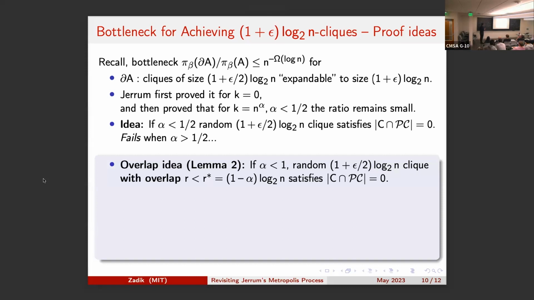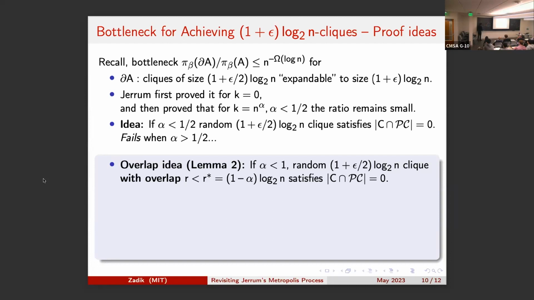And the idea is to use the overlap actually. Let me say the statement and explain. What holds is the following conditional version of this random (1+ε)/2 log n clique. If alpha is less than 1, not half, then if you choose at random a (1+ε)/2 log n clique, yes, it will fall inside the planted clique. But what if you restrict the overlap with the planted clique to not be too large? If you restrict the overlap of this randomly chosen clique to be less than this R star, this thing that goes down, the monotonicity, then you are actually outside the planted clique.